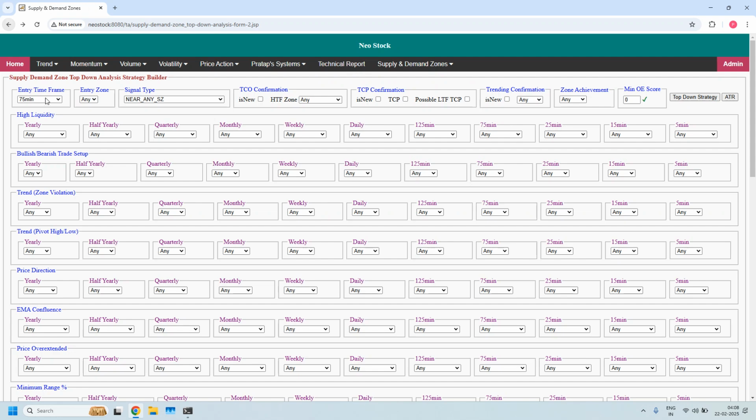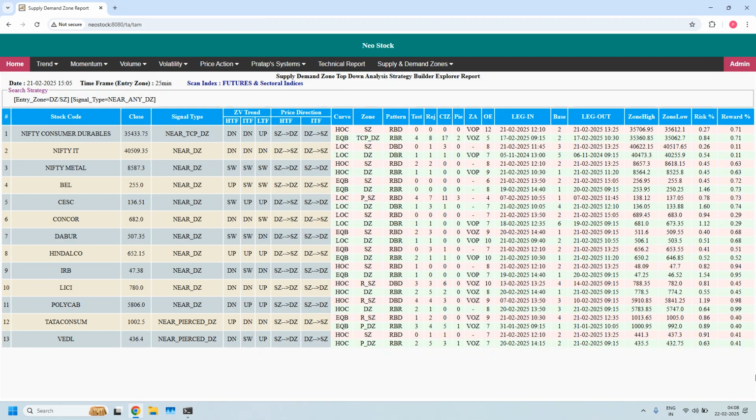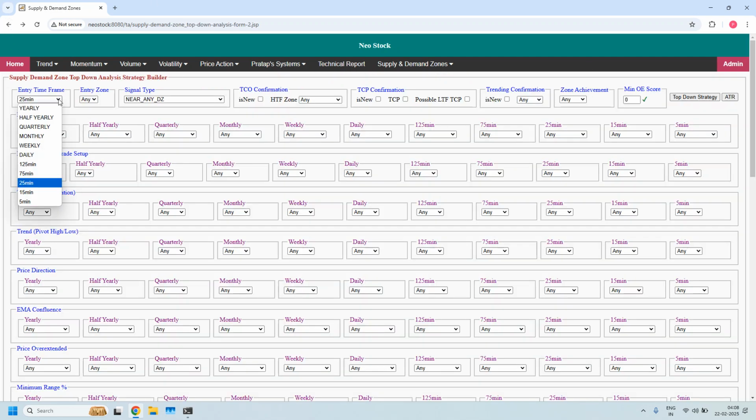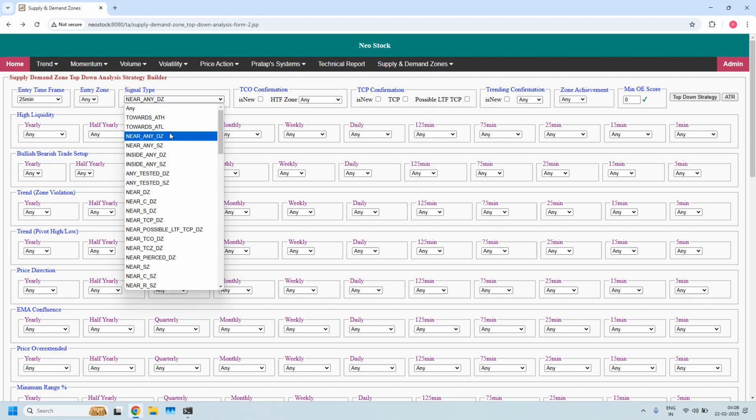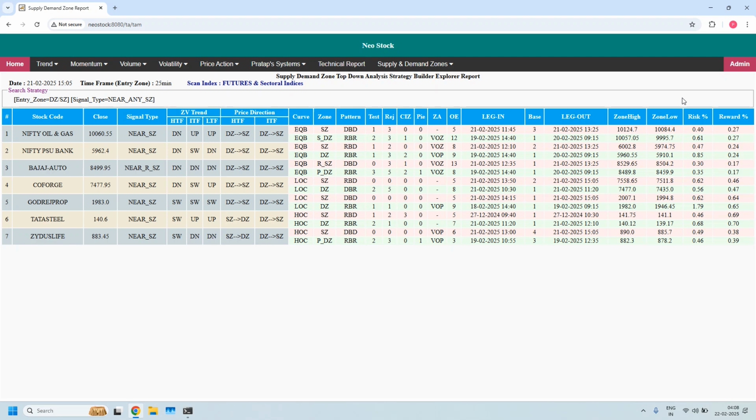Okay, next time frame is 25 minutes. Stocks near 25 minutes demand zone. We got 13 stocks. Next 25 minutes time frame, stocks near 25 minutes supply zone. We got 7 stocks.